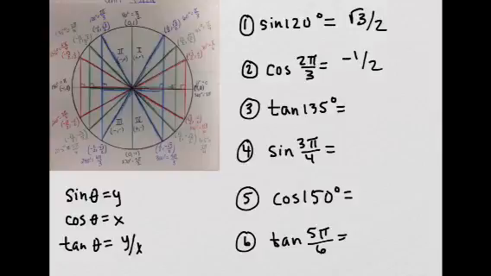135 is right here. And definition of tangent is y over x, so it's going to be square root of 2 over 2 divided by negative square root of 2 over 2. So the square root 2 over 2 is going to cancel, and you're going to be left with negative 1. Sine of 3 pi over 4, that's this angle right here. And the sine is the y coordinate, so that's that one right there, so it's radical 2 over 2.